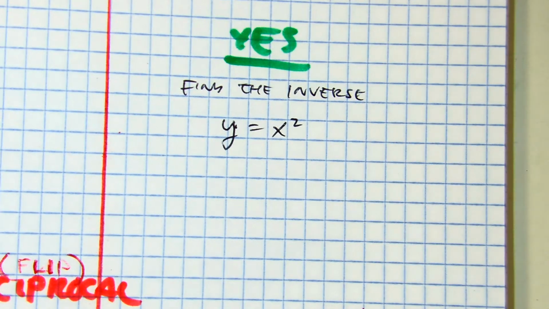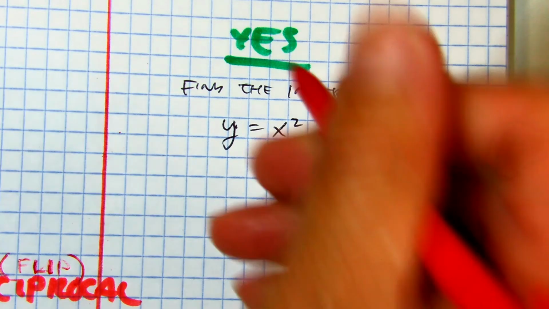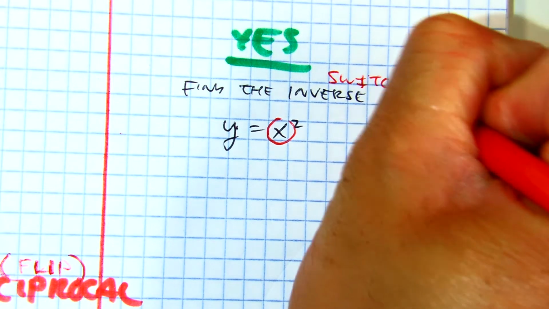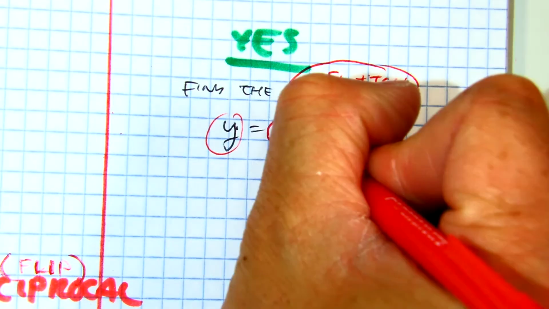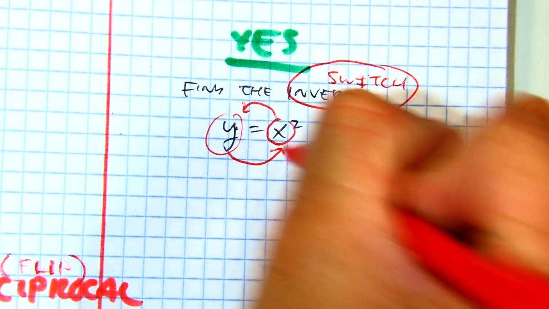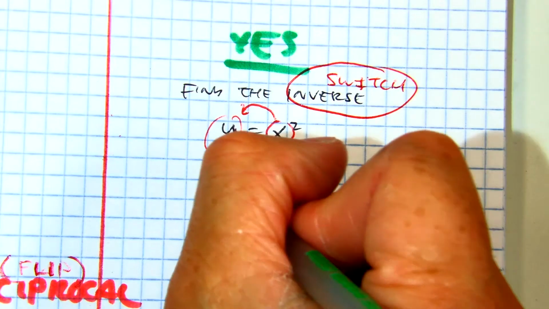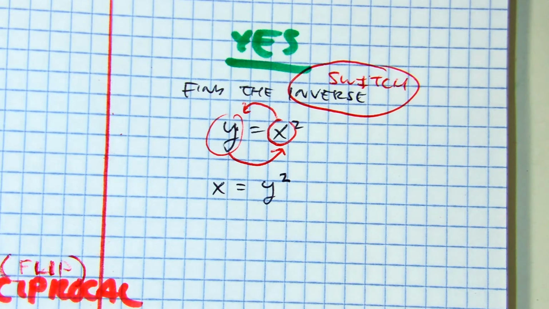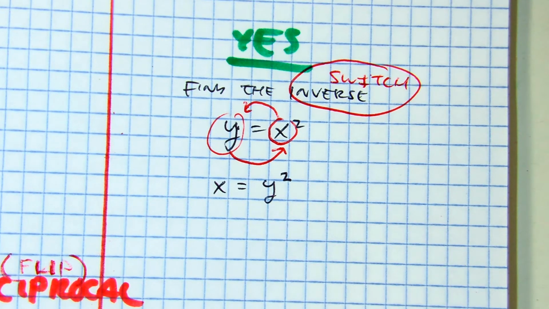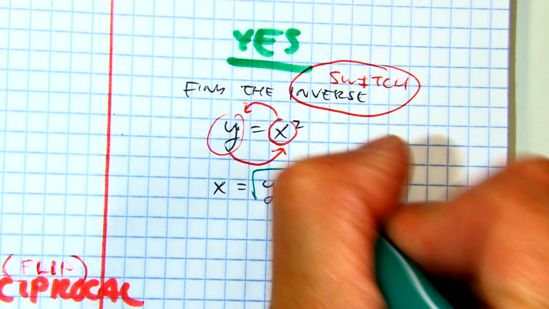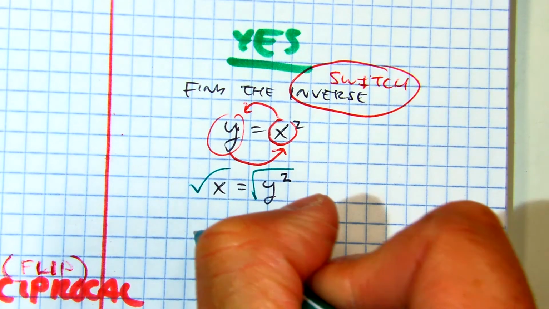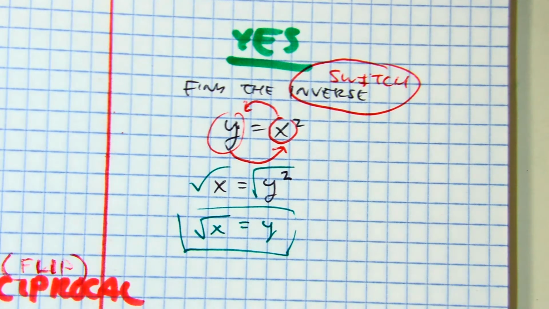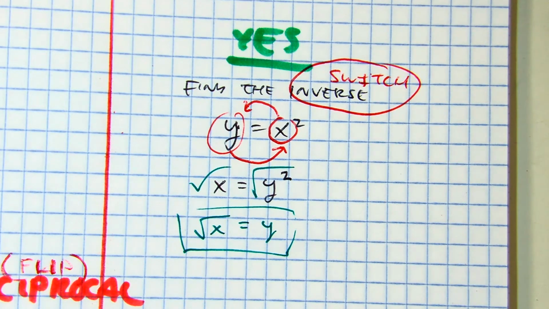Class, all you have to do is switch. The inverse means to switch. So we're going to circle these and we're going to switch them. And so now I'm going to have x equals y squared. And then if I solve for y, you would just take the square root, and you would have the square root of x equals y. So the big idea there is that the word inverse means to switch.